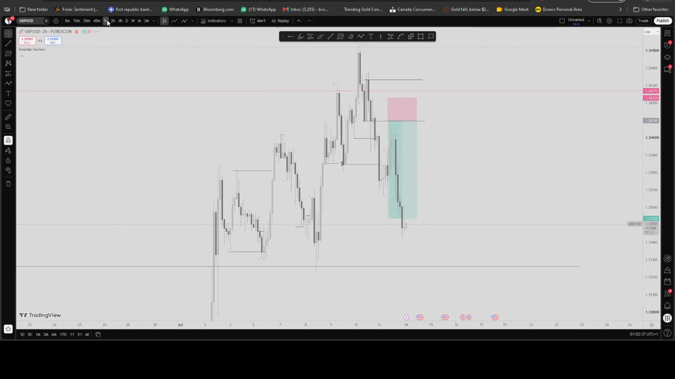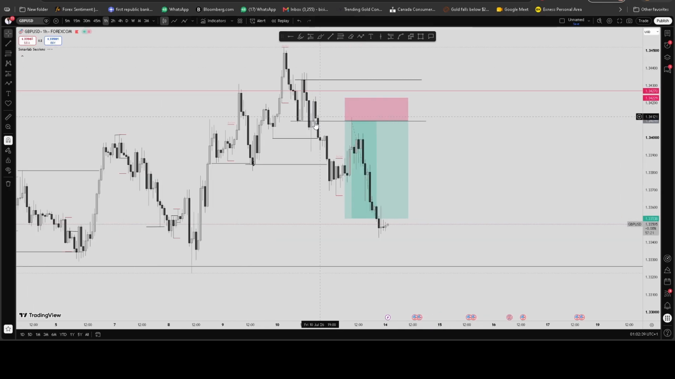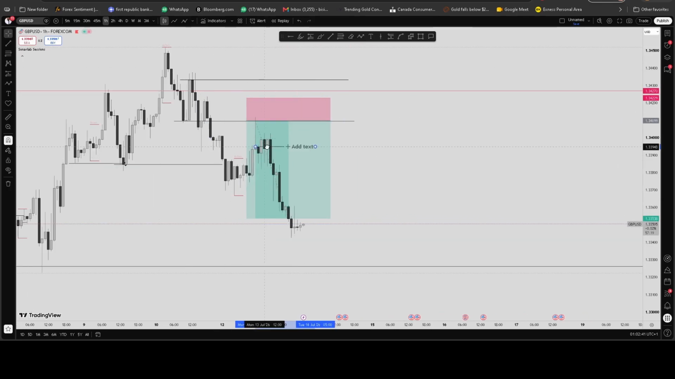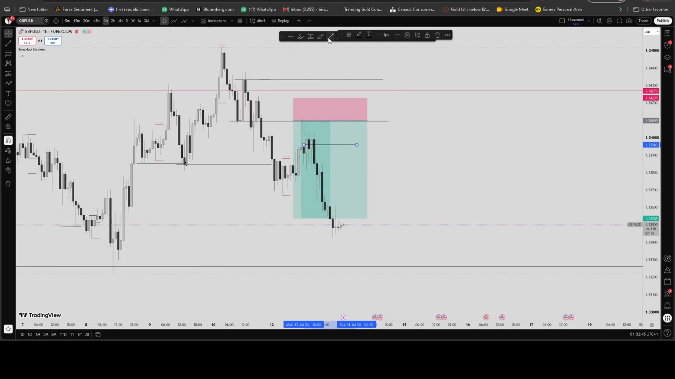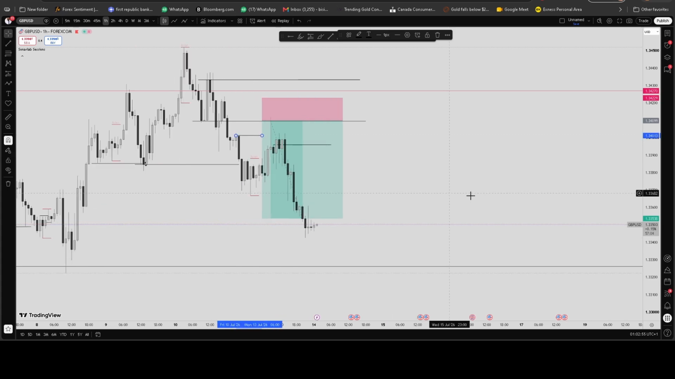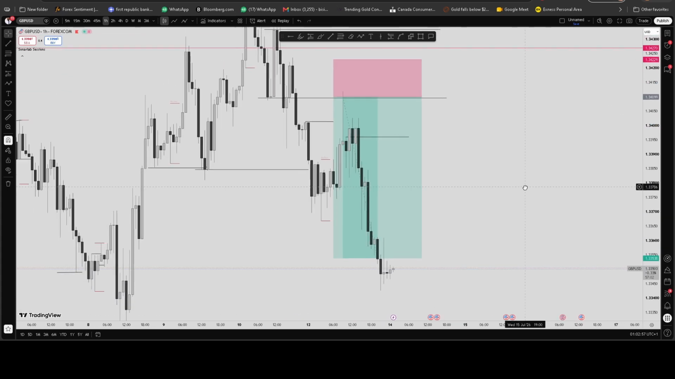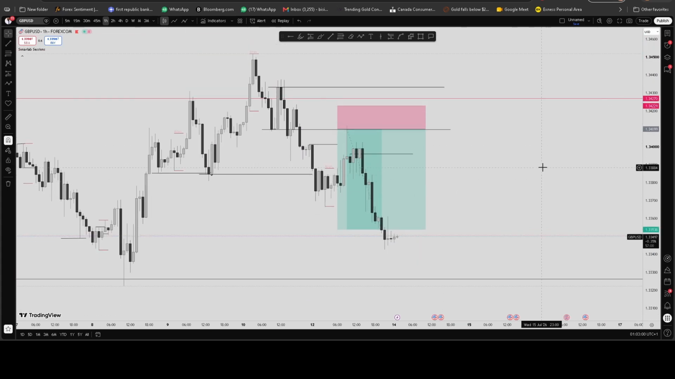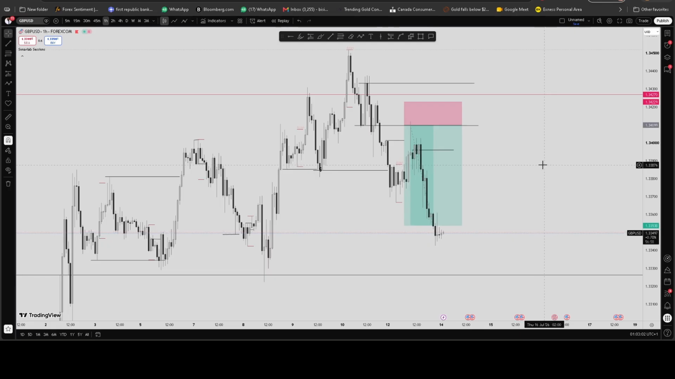I have nothing to do with the point of interest above. Even if I go to the 1 hour time frame, we are going to see something. You see, we have a sweep of liquidity here. We have a break of structure here. And this is going to act as a liquidity with a fair value gap. You see, any point of interest closest to liquidity is a valid point of interest to use.